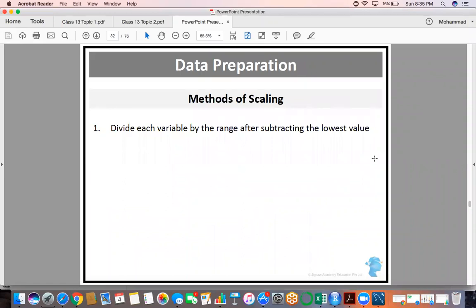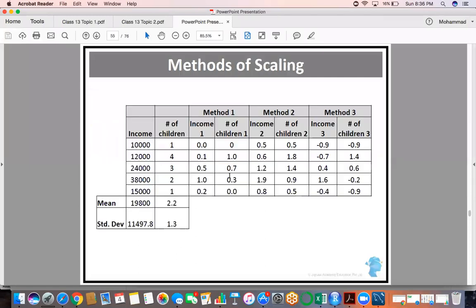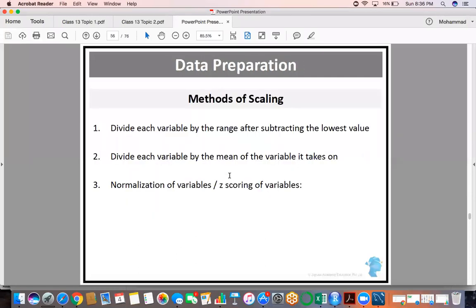Now, methods of scaling: divide each variable by a range after subtracting the lowest. That's what I did: maximum minus minimum, divided by maximum. For example, if the minimum value is 10,000 and the maximum value is 20,000, the difference will be 10,000 divided by 20,000, so we'll get 0.5. It comes into the range of 3 children and 0.5 income, so it comes to the same range. This is a very commonly used method of scaling. I'll share the slide, you can have a look.